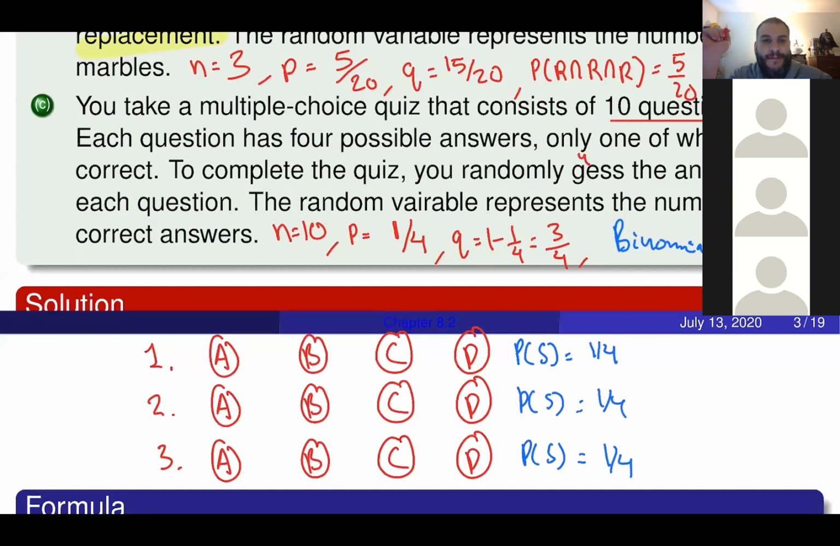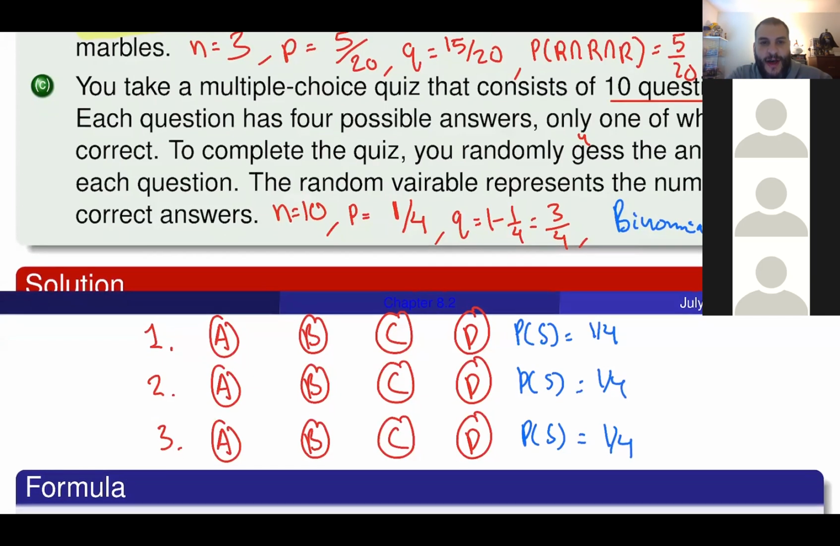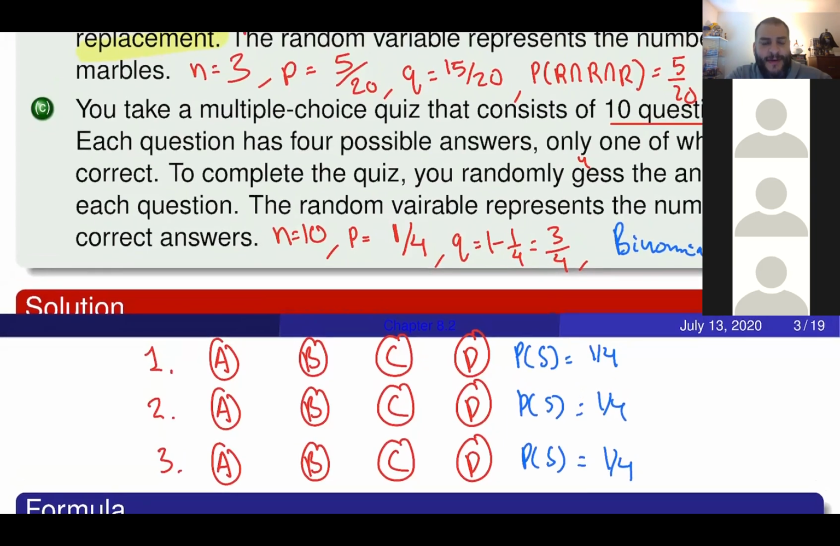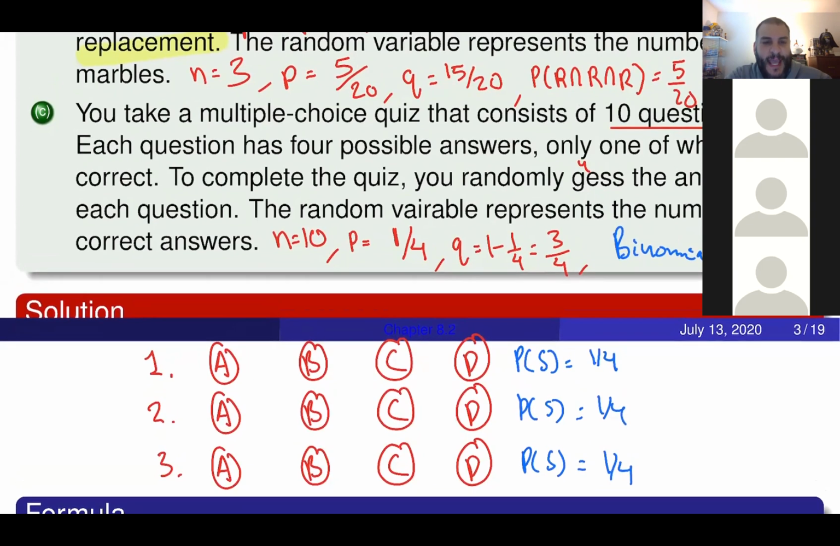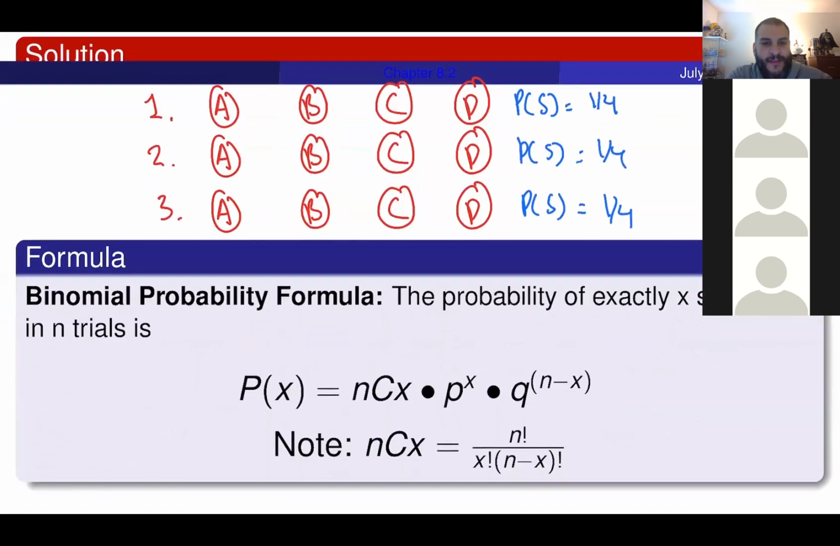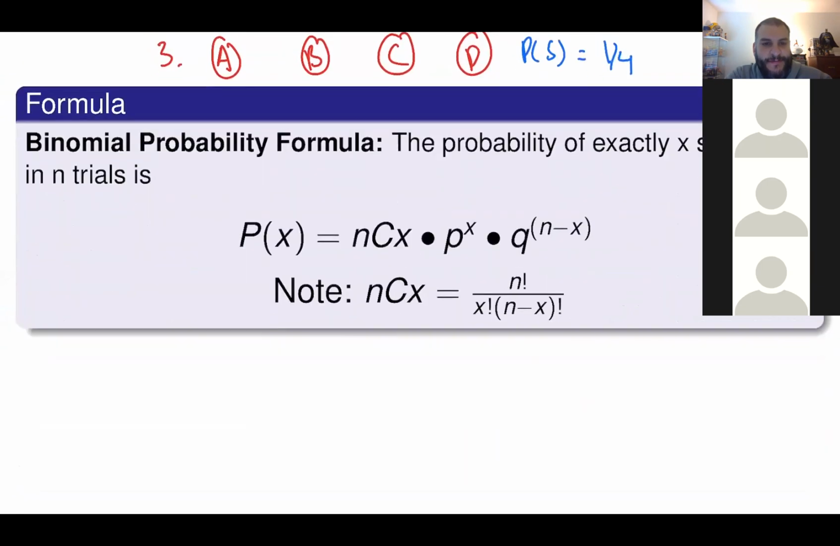All right, and that's it for letter C. Any question for letter C? All right, so that's how you could tell if it's a binomial. So if it's a binomial, you should have a set amount of trials. You should have a probability of success and a probability of failure, and all of the events should be independent from each other. So up next, we're gonna get into the formula.